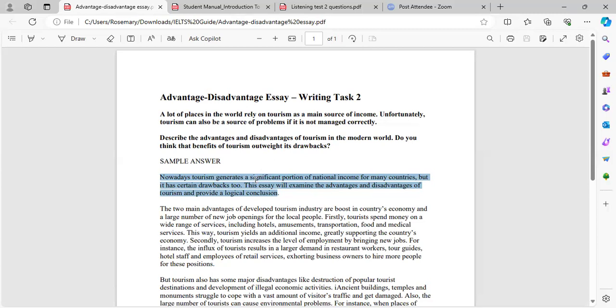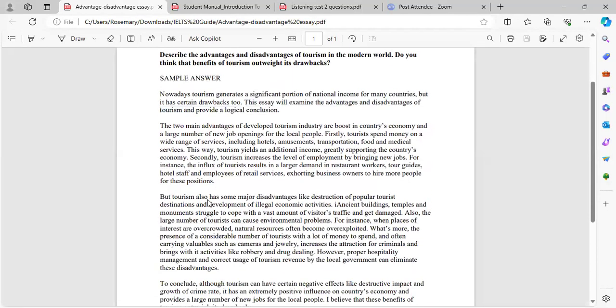And then comes the next statement, the thesis statement, which is also mandatory, which gives an idea about what you are going to discuss in this essay. See, the essay will examine the advantages and disadvantages of tourism and provide a logical conclusion. That is what this essay is going to do. So that statement clearly states what you are going to discuss in this particular essay.